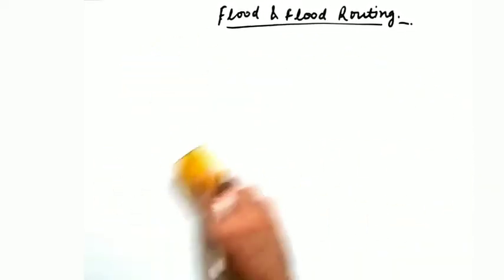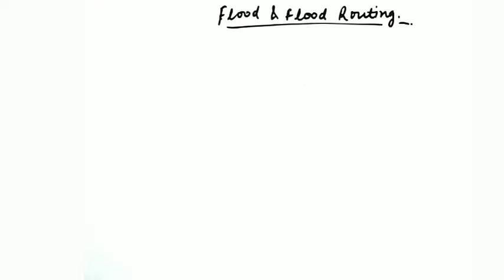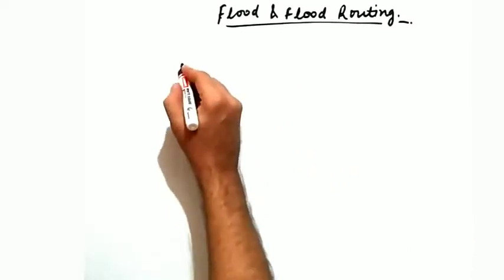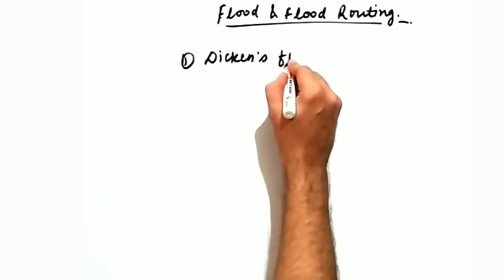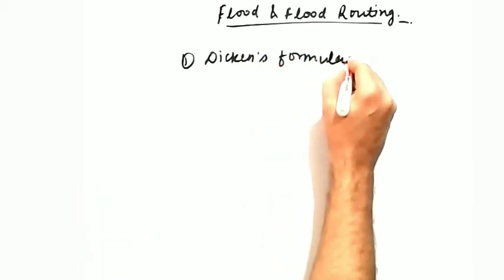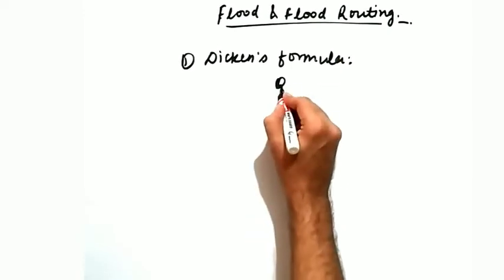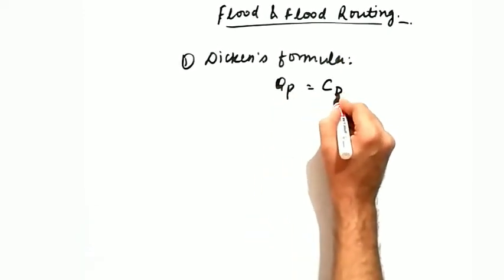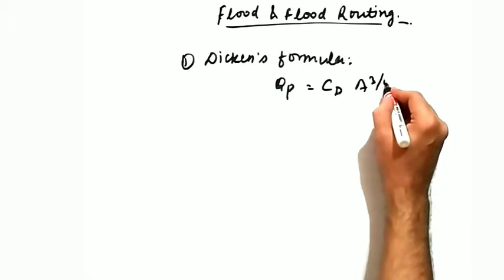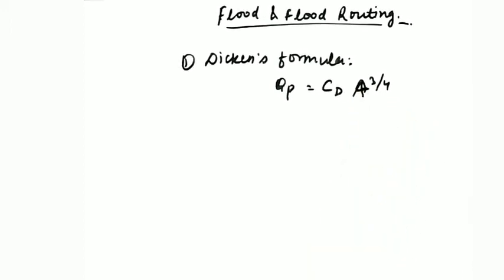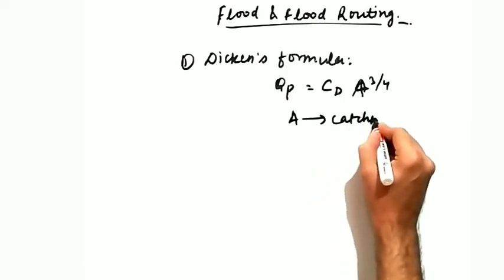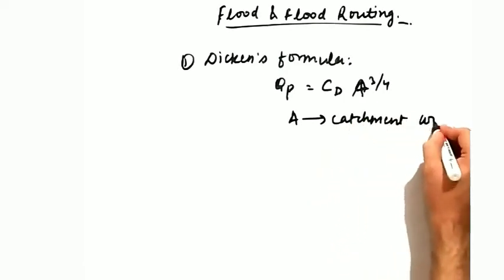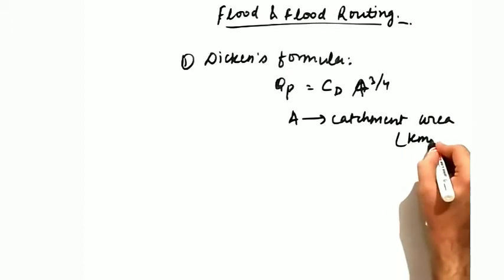Now moving on to the formulas that can be used to calculate the discharge of flood. There are three particular formulas, and these are empirical formulas. First is the Dickens formula. What is the Dickens formula? QP is equal to CD times A to the power 3 by 4. What is A? A is the catchment area, and this catchment area is in kilometer squared.